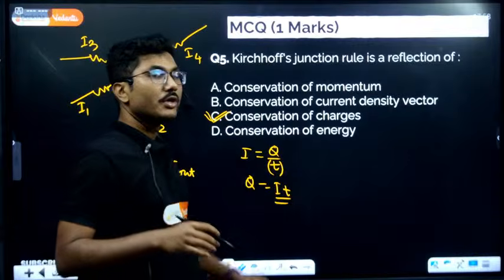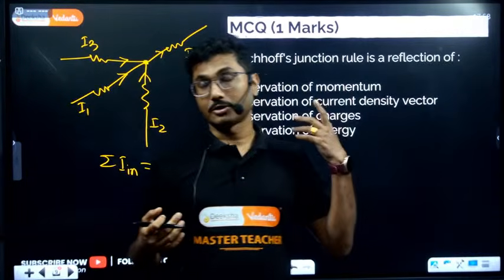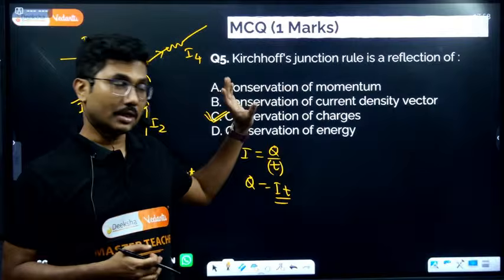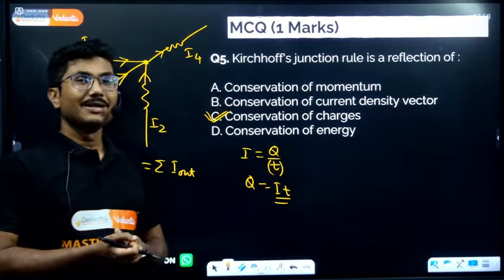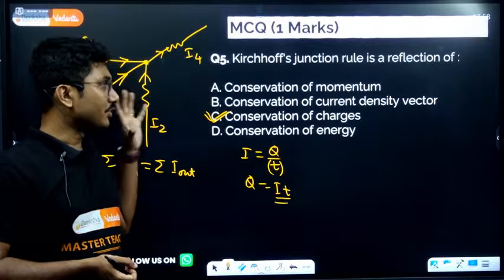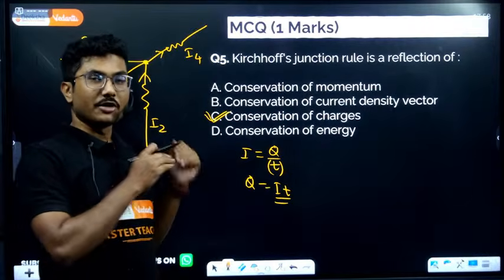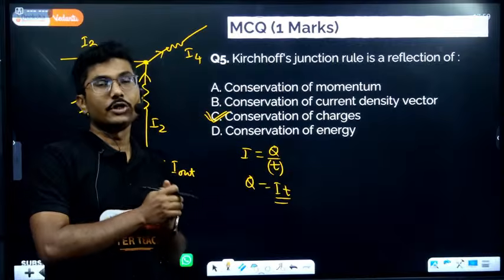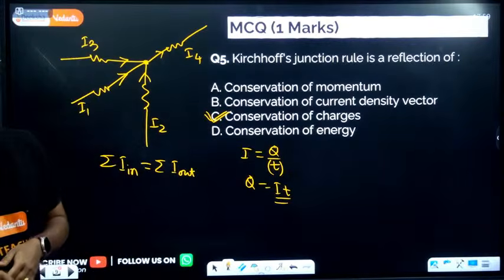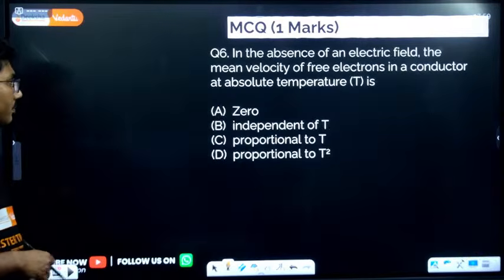Whereas Kirchhoff's loop rule reflects the conservation of energy. Kirchhoff's junction rule is for charges. Kirchhoff's loop rule is for energy. Okay. Now let's move on.